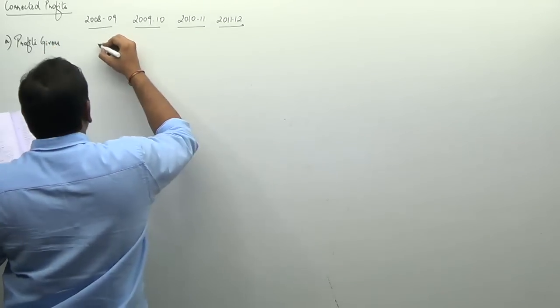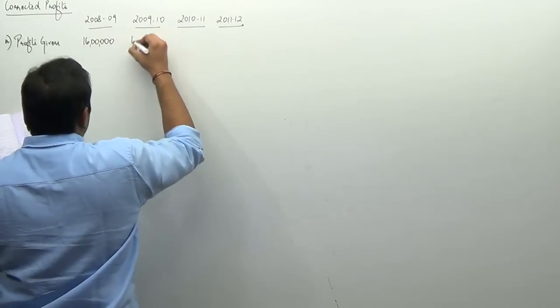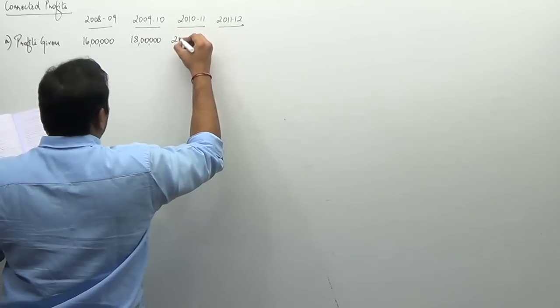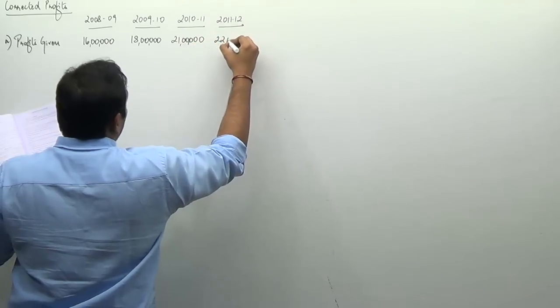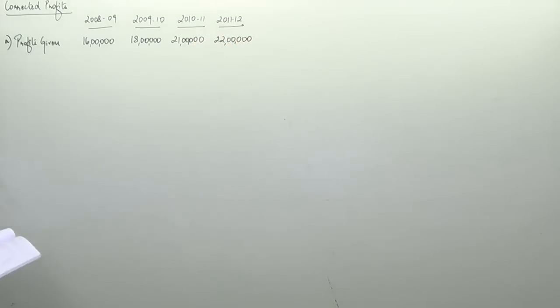Profits given are 16 lakhs, 18 lakhs, 21 lakhs and 22 lakhs. These are the profits available. Let's go for the adjustments one by one. Come to the first adjustment.